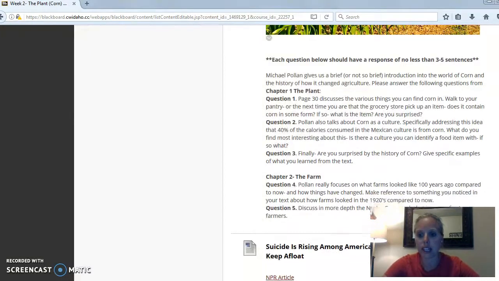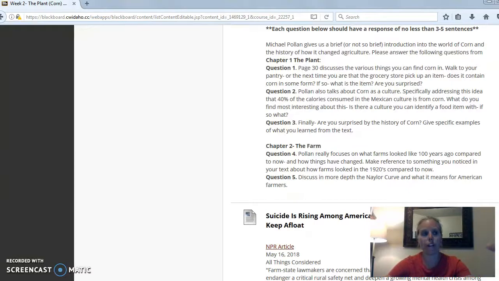This does a really good job of looking at what farms used to look like almost 100 years ago. So Pollan refers to the 1920s a lot within this chapter and compares how farms looked then to how they look now. So you really want to pay attention to that part of the text. And then the last question in your discussion board talks about the Naylor curve. You'll want to be paying attention to that portion of the text and what that means for American farmers. They go into a lot of detail about what the Naylor curve is and how it impacts farmers here in America. So you'll want to be able to address that.